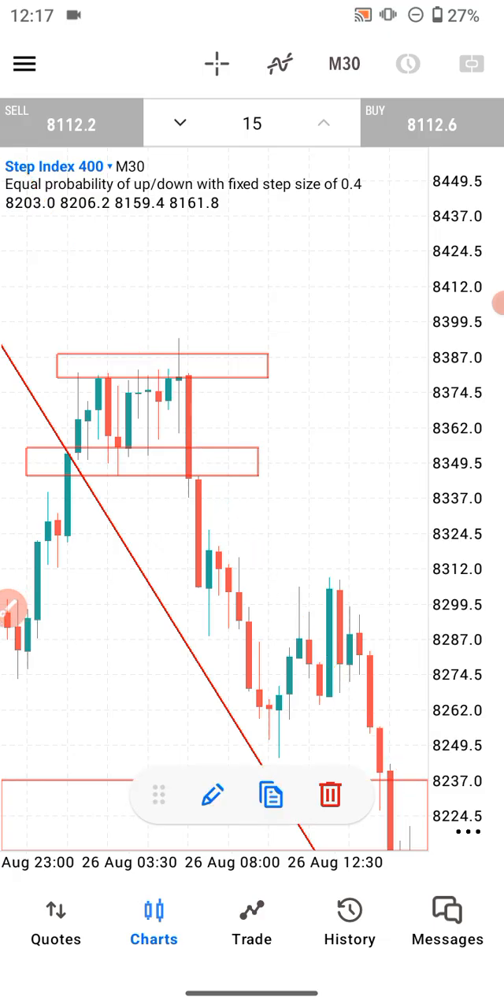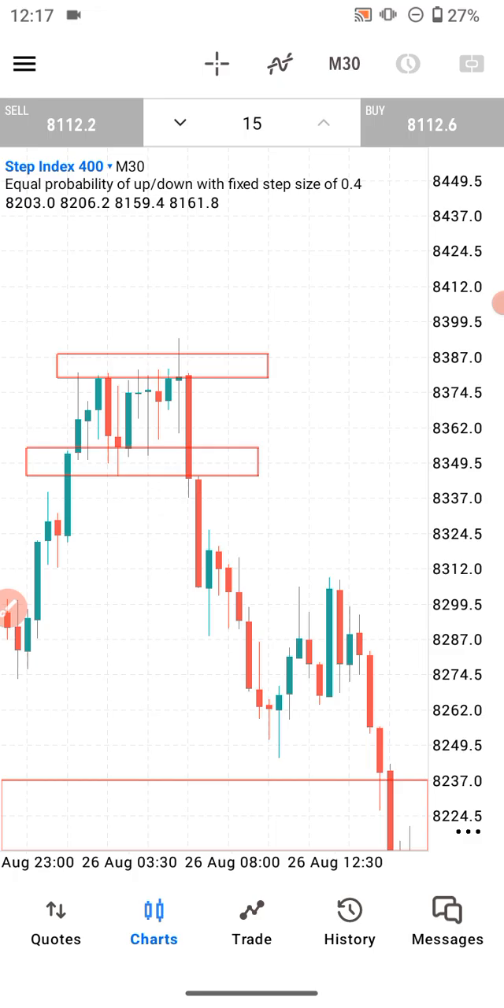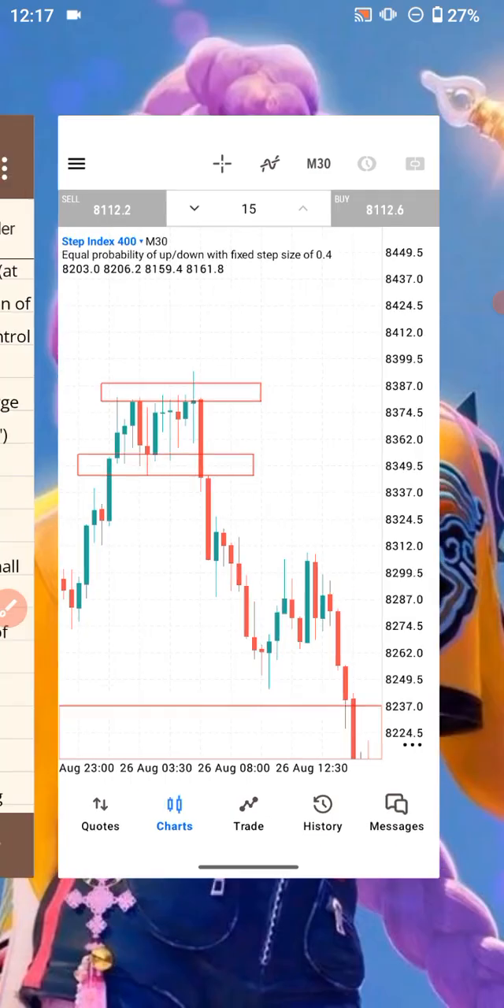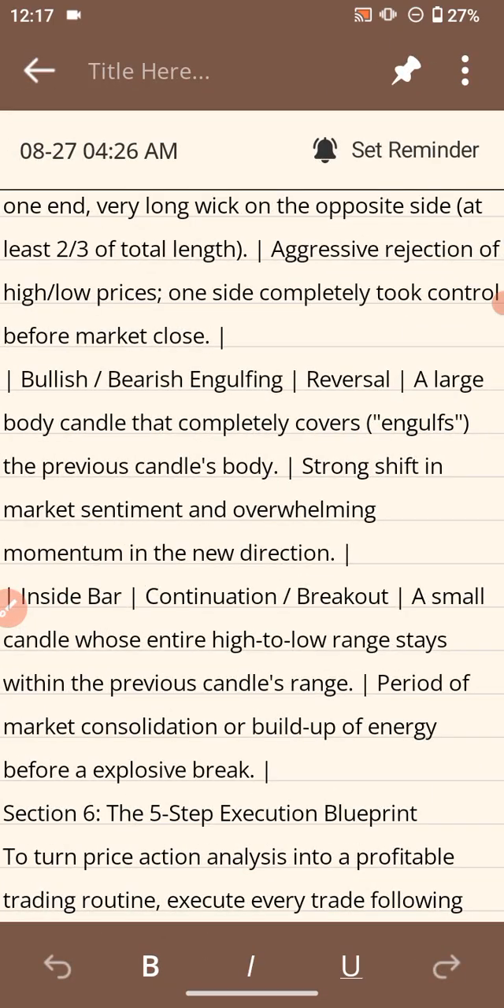So when you see an engulfing candle here, you can anticipate an entry signal. So an engulfing candle showed and you can enter a trade. Now I'll go back to the reading so we see more.